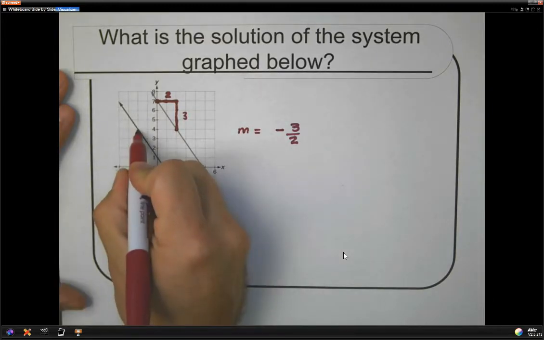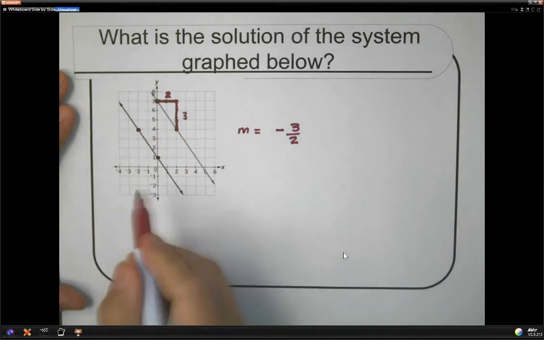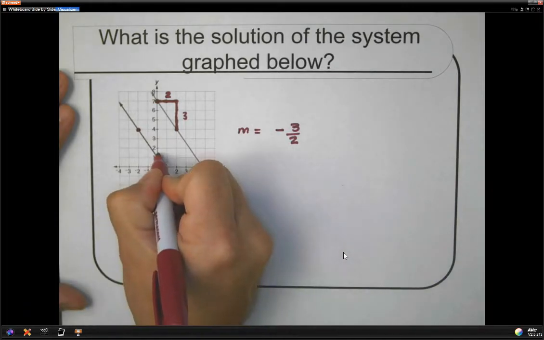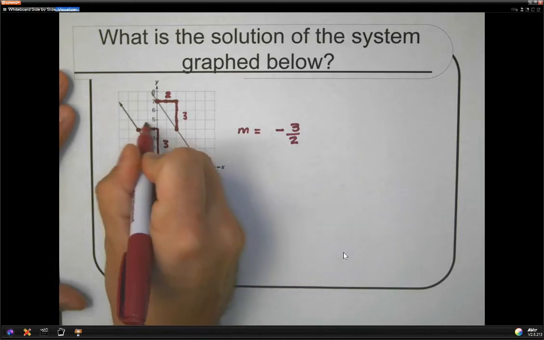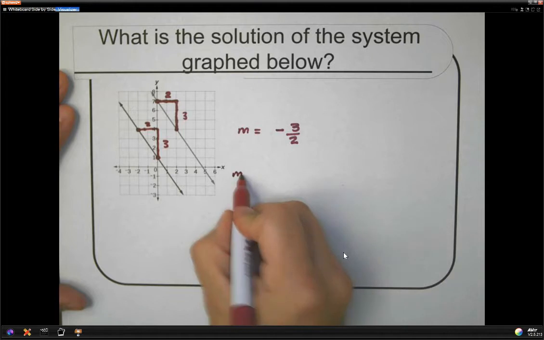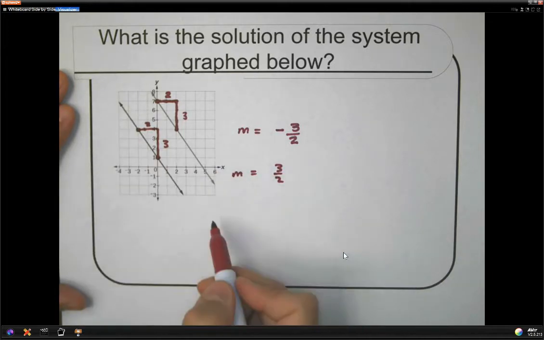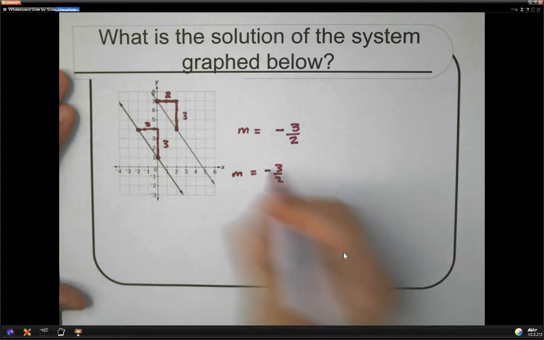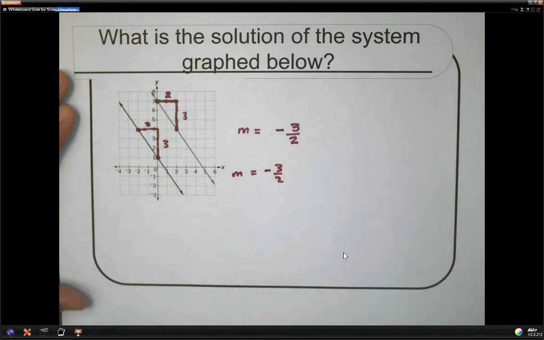Now I do the same thing for the other graph. I find this point here, and I see another point right here. Same idea, and I'll do it the same way. 1, 2, 3. 1, 2. Same idea. This one has 3/2. Again, the graph is falling from left to right, so I know the slope is negative. And this shows me that obviously the slopes are the same.